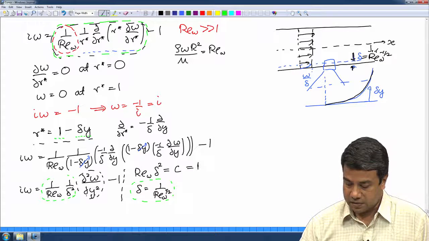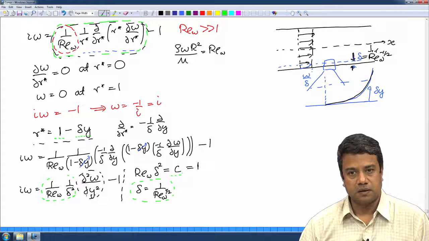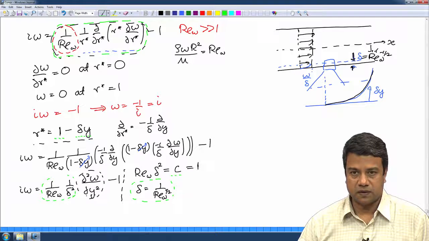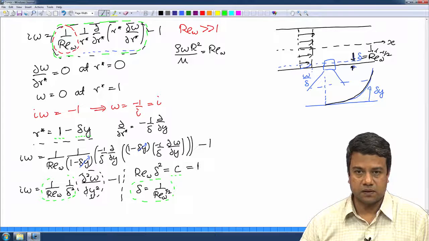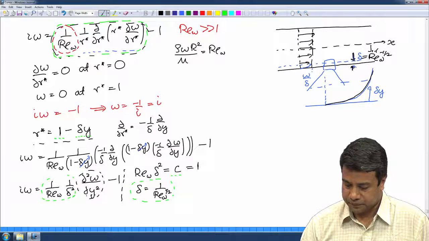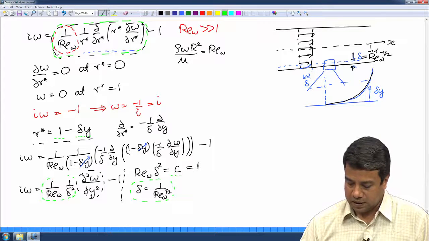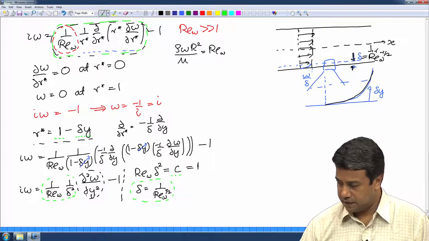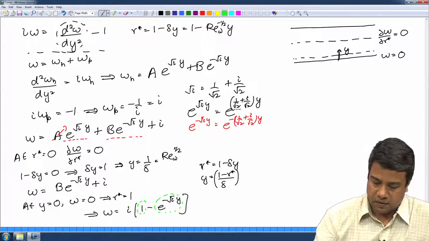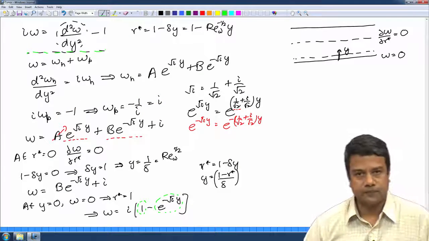In general, this has to be a constant, but you can go through the derivation. Even if you set any value of the constant, the solution in terms of y will depend on the constant. The solution in terms of r star will not depend upon this constant. You can go through that and verify that for yourself. So, delta is equal to 1 over Re to the power half, and on that basis we had actually managed to get a solution. Now we have a second order differential equation.